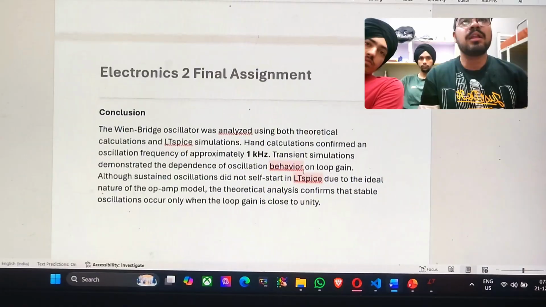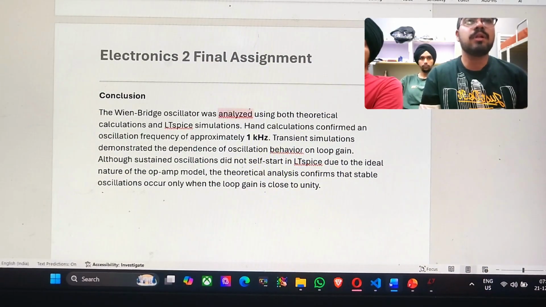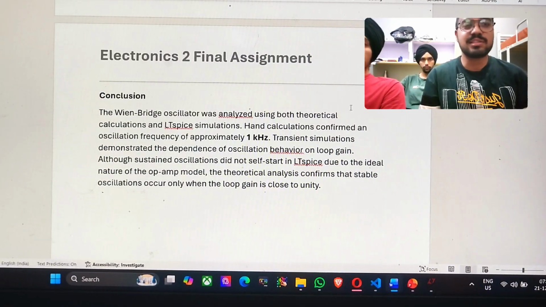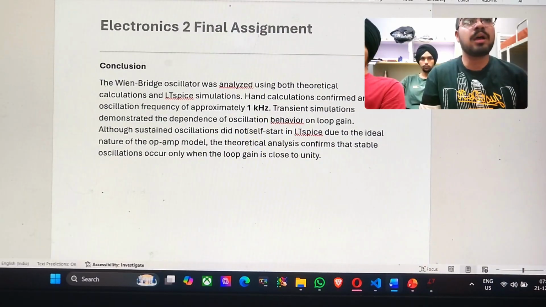After this we have concluded that the Wien bridge was analyzed with both theoretical calculations and LTSpice simulations. The calculations confirm the oscillation frequency of approximately 1 kilohertz, and my answer was 9.9 something, so it was nearly 1 kilohertz. So this conclusion is also concluded.